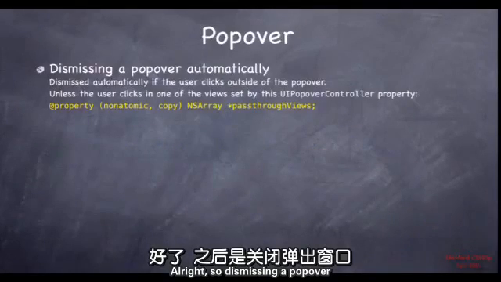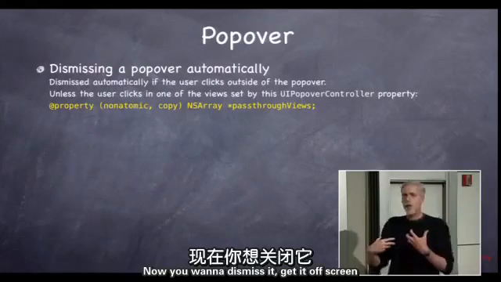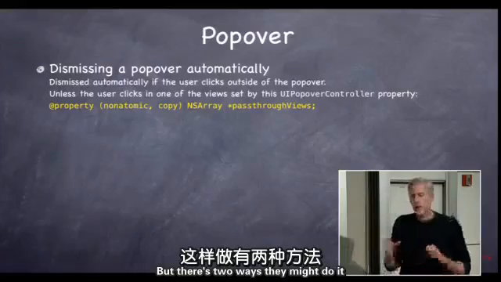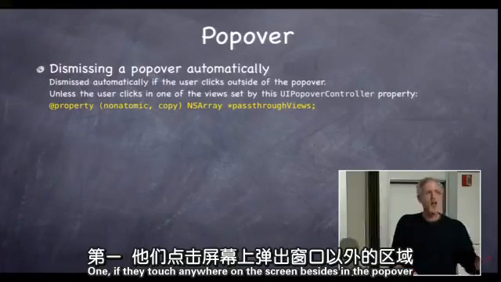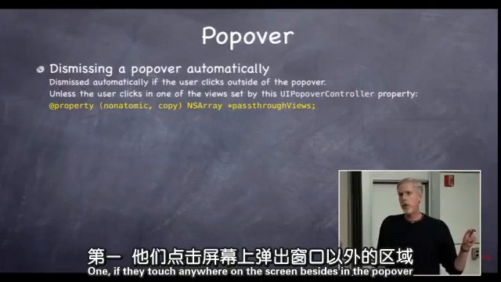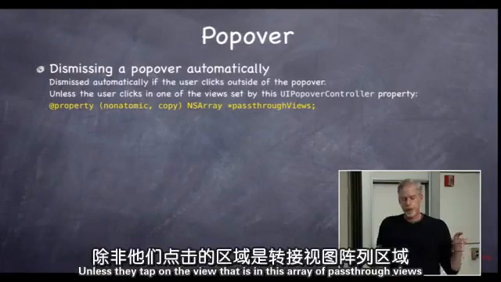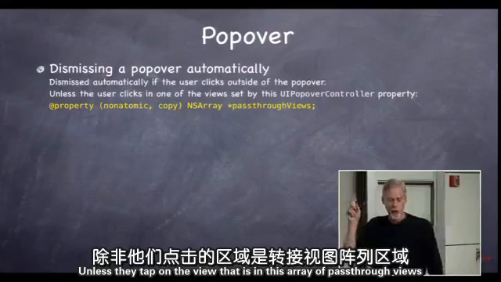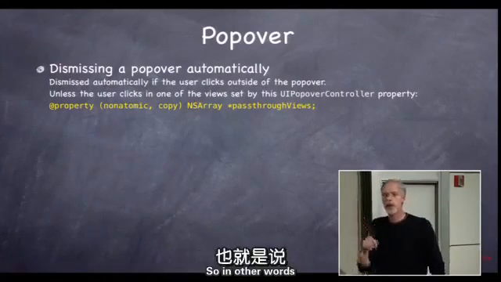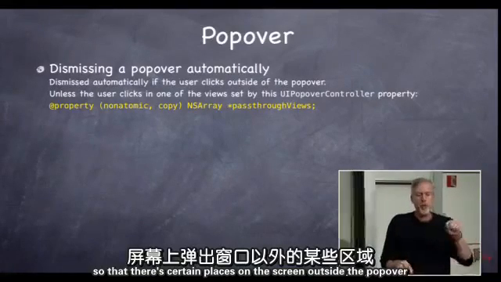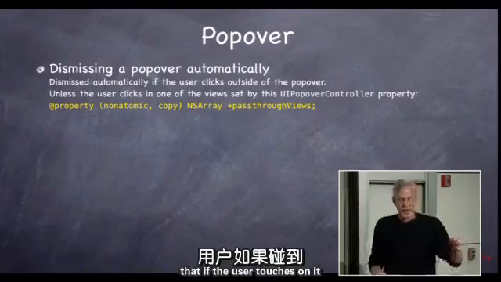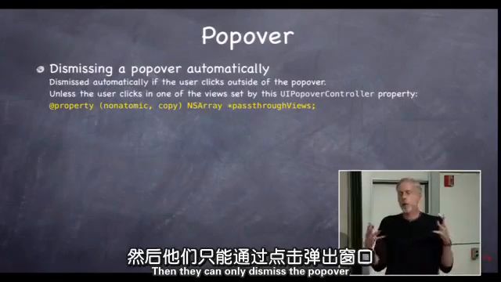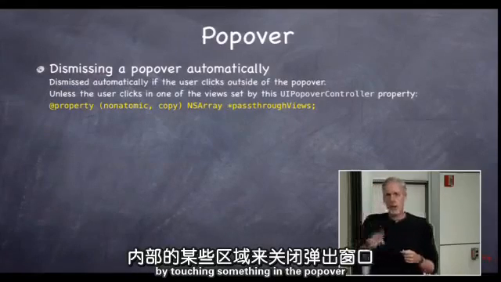All right, so dismissing a popover. You got a popover on screen. Now you want to dismiss it, get it off screen. Well, usually the user does it, okay? But there's two ways they might do it. One, if they touch anywhere else on screen besides in the popover, it will dismiss that popover, unless they tap on a view that is in this array of pass-through views that you can pass to the popover. So in other words, you can make it so that there are certain places on the screen outside the popover that if the user touches on it, it doesn't dismiss the popover. You could even make it the whole screen. Then they can only dismiss the popover by touching something in the popover.